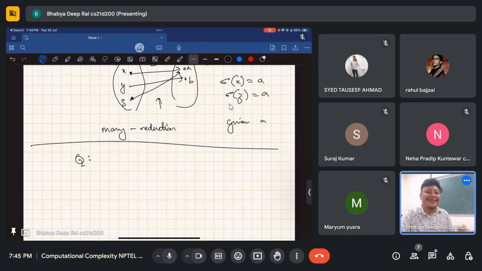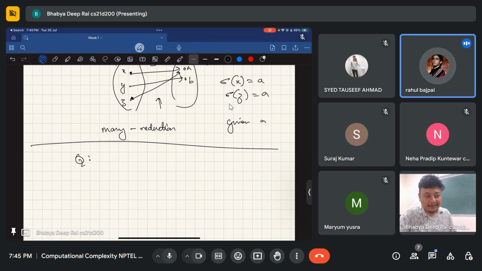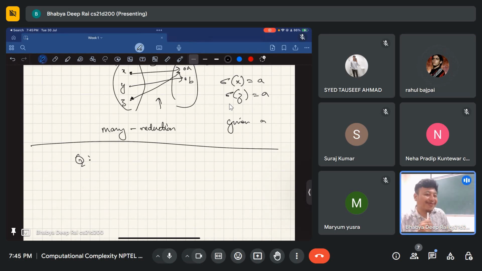invertible reductions. Because the doubt is that if A is solvable in P, that means A belongs to P. So that means B is also solvable in P. No, that is not clear. Why should the other way around happen?